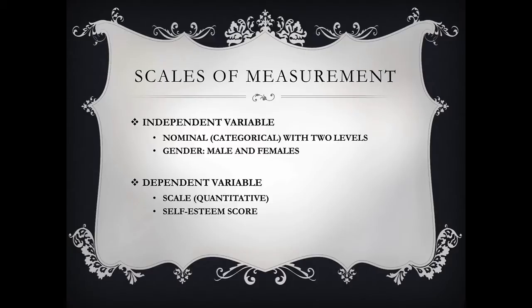It is important to understand the scales of measurement of your variables, and you may want to revisit this information. The independent variable is nominal, meaning it's categorical, and it has 2 levels and only 2 levels. For example, gender, that's categorical because the participants in the study can either be male or female. They can only be in one of those 2 categories.